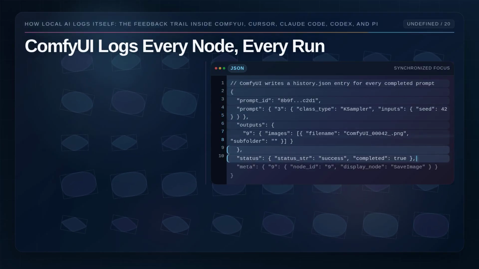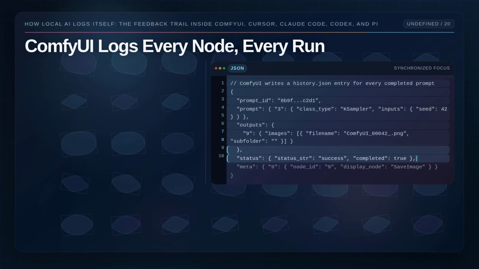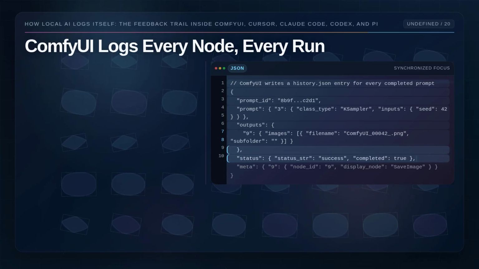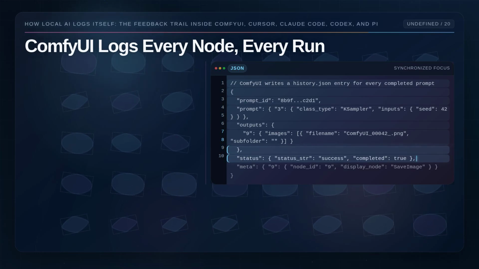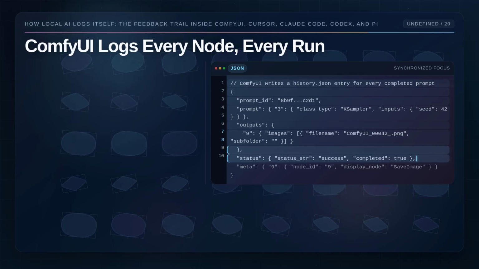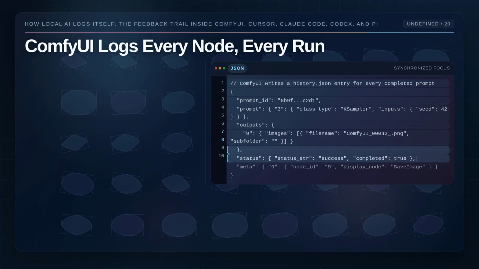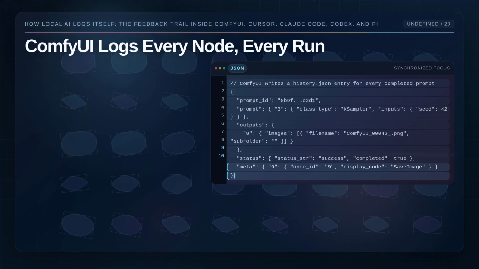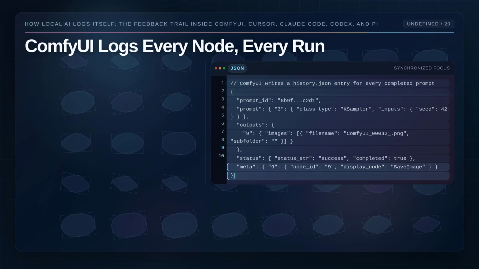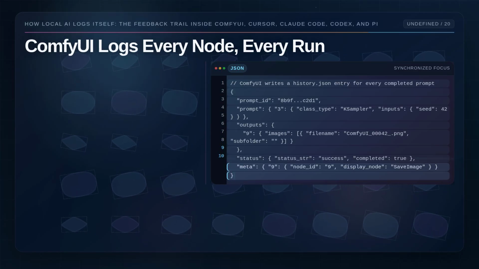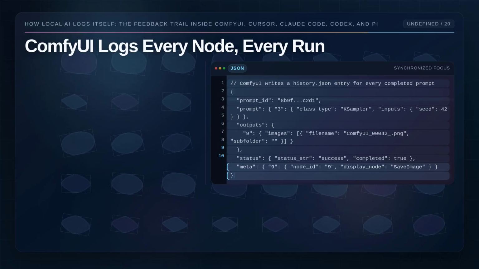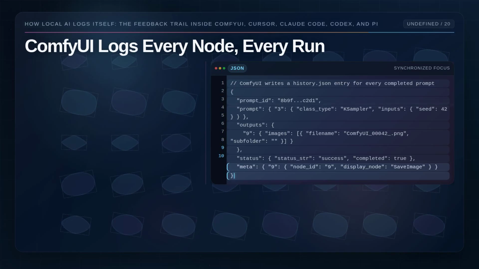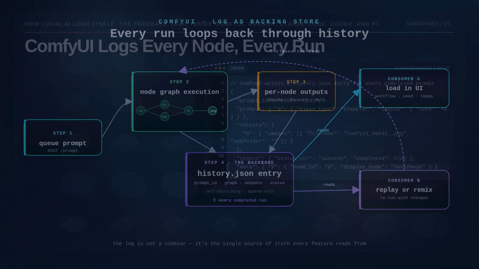The status block says whether the run succeeded. Because the graph is captured alongside the outputs, the log is enough to rebuild the session from scratch. Hand the entry to any workflow runner. It can reproduce the exact image that came out of that run. That is an agent-grade log hiding inside an image tool. Once you see it, you notice something else. Much of ComfyUI's flexibility is downstream of this one fact. Every run is logged in a shape another program can read.